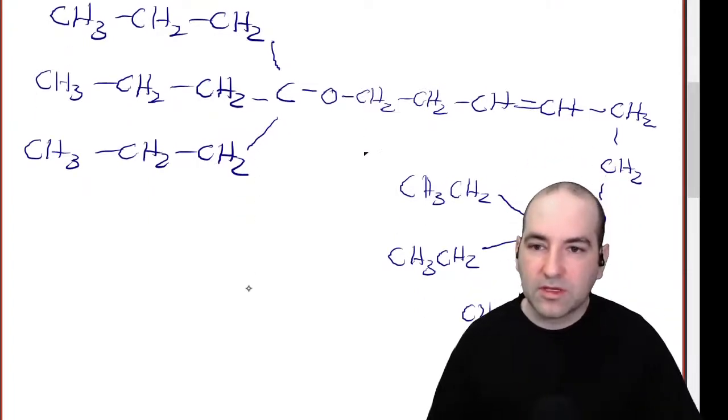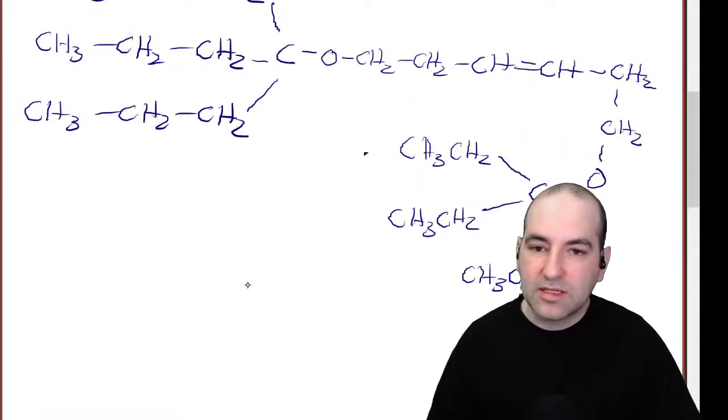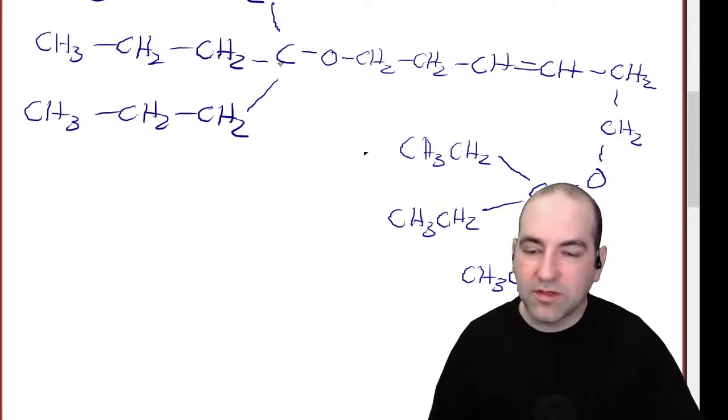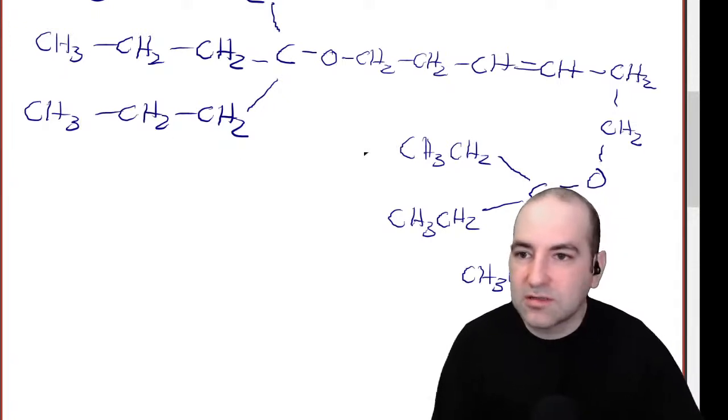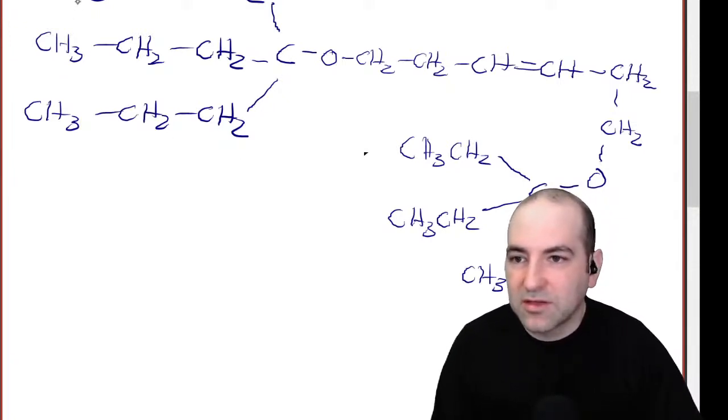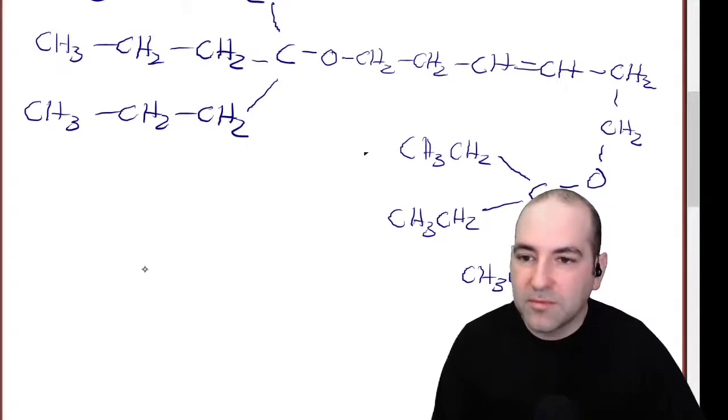All right, then we convert this into the line structure. And same thing, we need to keep track of everything. So I'm going to start with this carbon just because then we can stick those other things on the outside. So I'm going to go C and then to O and then CH2, CH2, CH, CH.